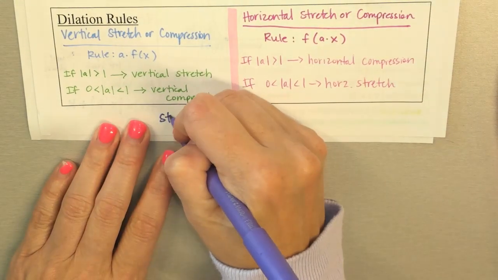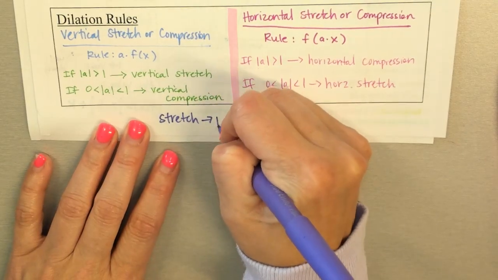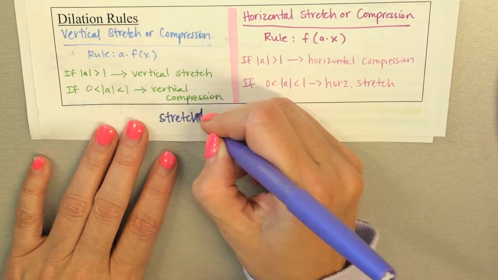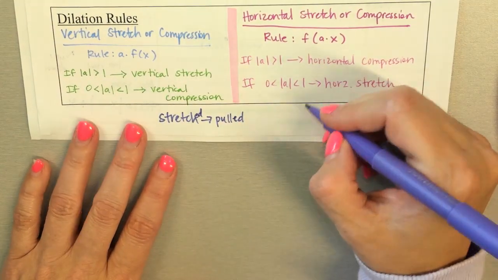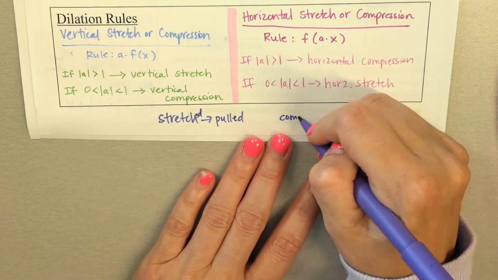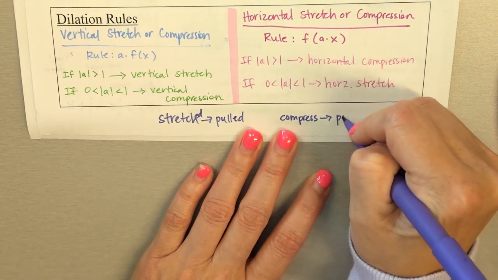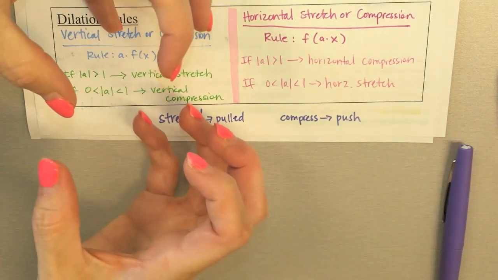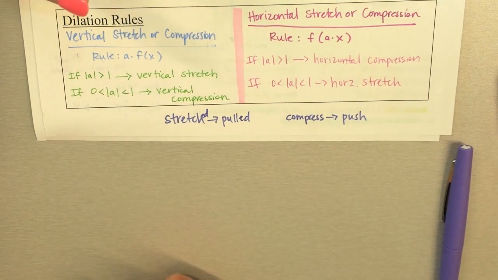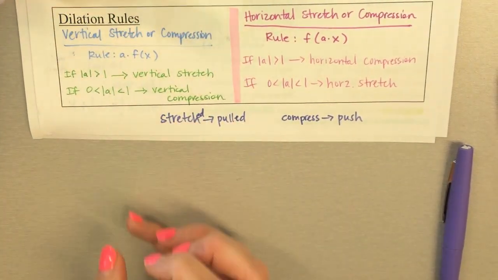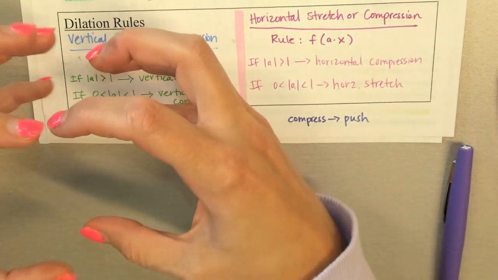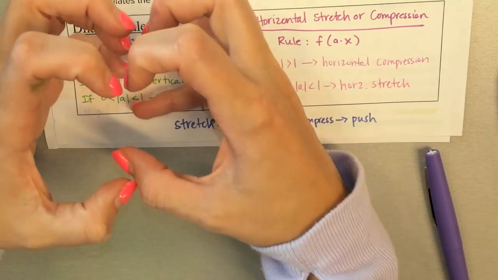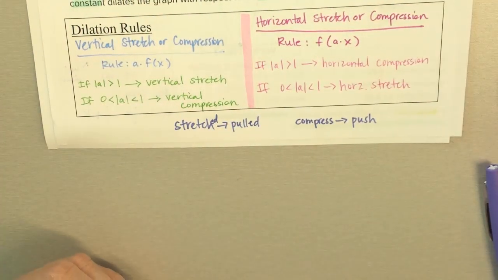Just remember when you have a stretch, you're thinking of something being pulled. Stretched means you're pulling it, and compress is like a push. So if you are stretching something vertically, you are pulling it apart, from the top and the bottom. When you stretch something horizontally, it's going to be left to right.